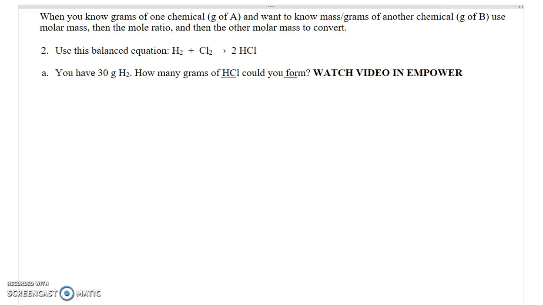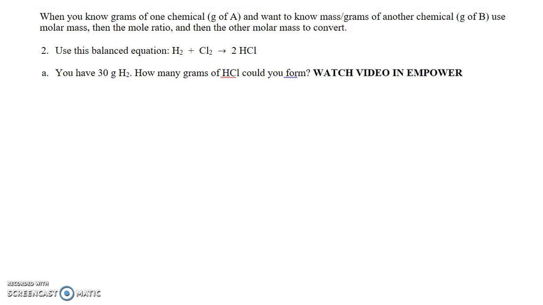When you know the grams of one chemical, grams of A, and you want to know the mass, or grams, of another chemical, grams of B, use molar mass, then the mole ratio, and then the other molar mass to convert. Use this balanced equation: H2 plus Cl2 yields 2 HCl. You have 30 grams of H2. How many grams of HCl could you form?